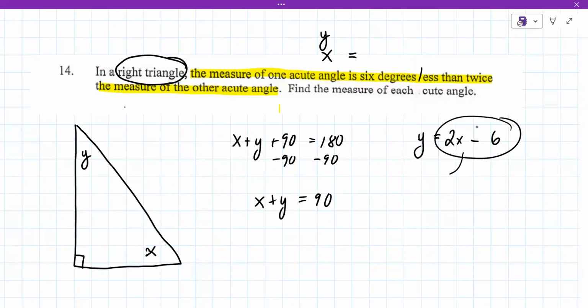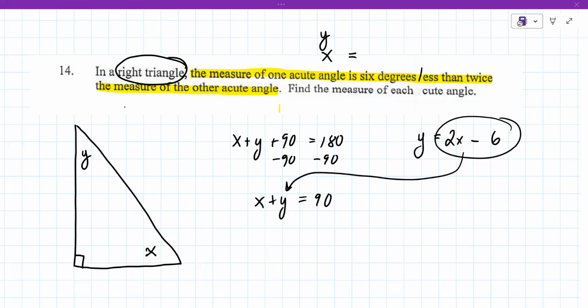So I'd like you to take this and put it in for Y and then solve for X. Alright, so X plus 2X minus 6 equals 90. Add 6, 96 equals 3X, X equals 32.